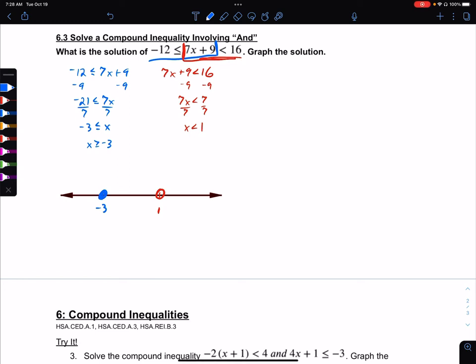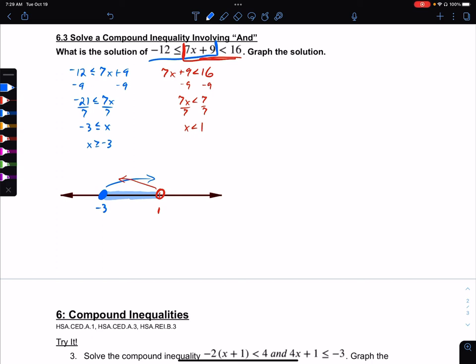Now, and statements should be shaded between your 2 points. Just be careful that you have the setup right. Be careful that you did everything correctly. But if I think about this, x is greater than or equal to negative 3, so that tells me that this should shade to the right. And the x is less than 1 tells me that this should shade left, which works in my favor. So I'm just going to shade between those two numbers, and I have my solution.